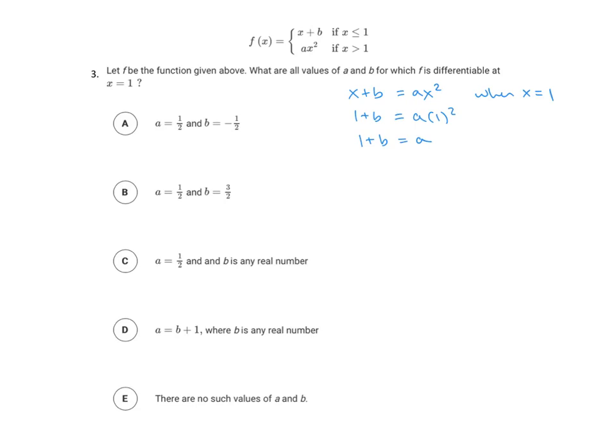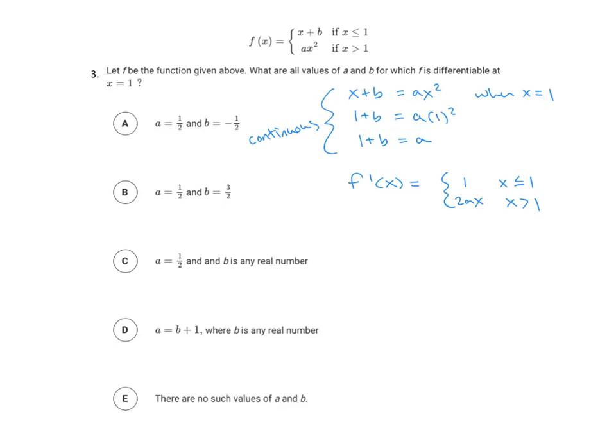Now the second requirement is that this function is differentiable. So this was the continuous part. And now we're going to do the differentiable part. And so we need to find f prime of x, which is going to be, if I take the derivative of the top, well, the derivative of x is 1, and then b is a constant, so that part goes away when x is less than or equal to 1. And then the derivative of ax squared is going to be 2ax when x is greater than 1.